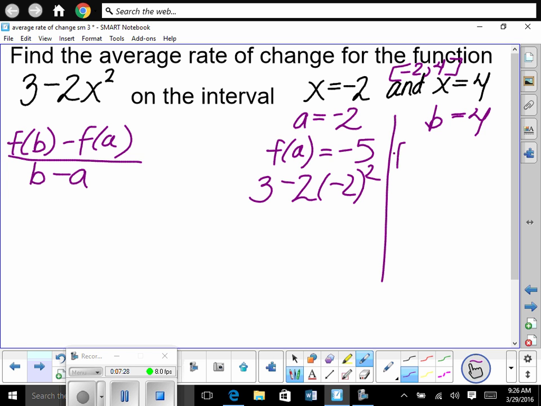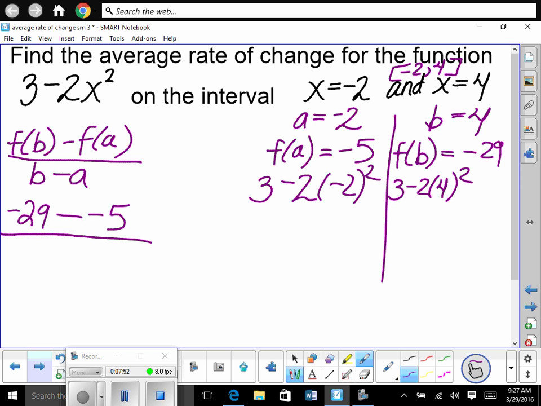Okay. Then f of b means my function at b. So that would be 3 minus 2 times 4 squared. I'm substituting in b, which is 4. So we'll have 3 minus 2 times 4 squared. Type it in exactly as you see it. Negative 29. So now we can do our formula. F of b, which is negative 29, minus f of a, which is negative 5, all over b, which is 4, minus negative 2, minus 8. Is everybody comfortable? Am I confusing anybody? So negative 29 minus negative 5 is negative 24.